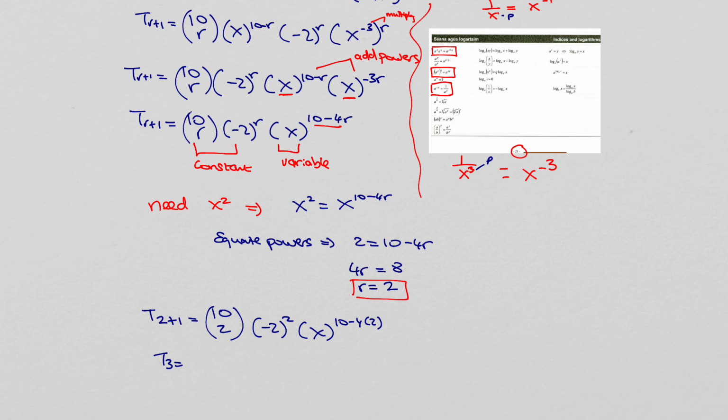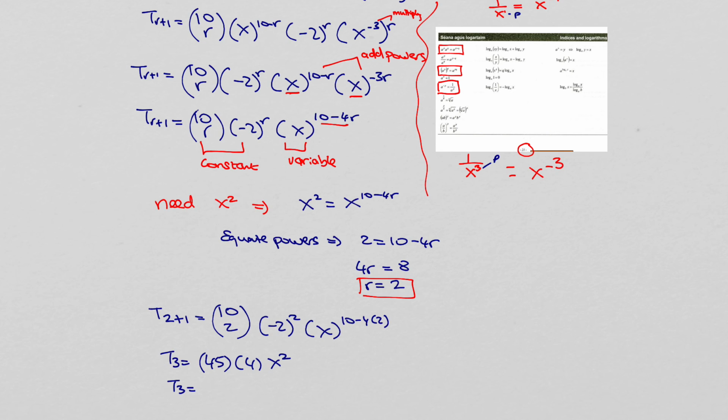10 choose 2 is 45. Minus 2 squared is 4. And x to the power of 10 minus 8 is, of course, x squared. So 45 times 4 is 180 x squared. And that tells me that my coefficient of x squared is 180. So really important to be able to use those indices rules.